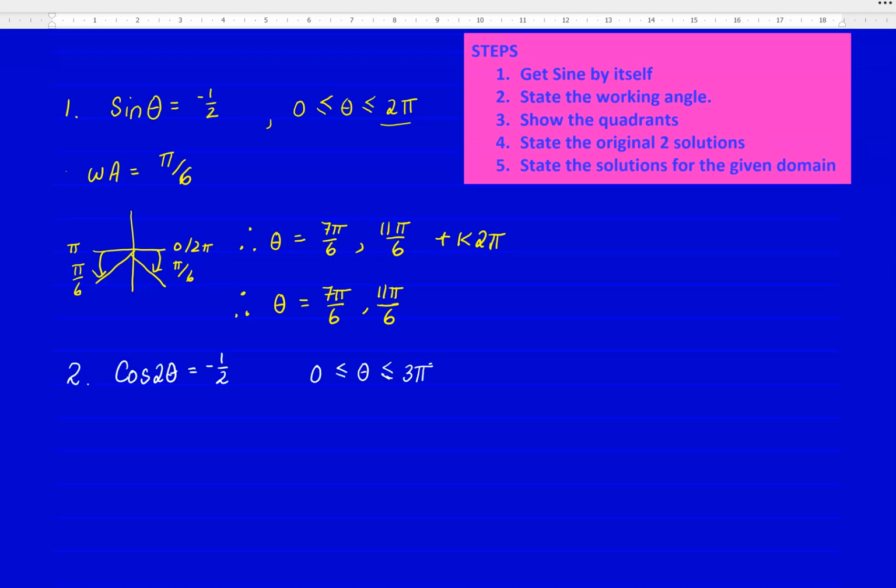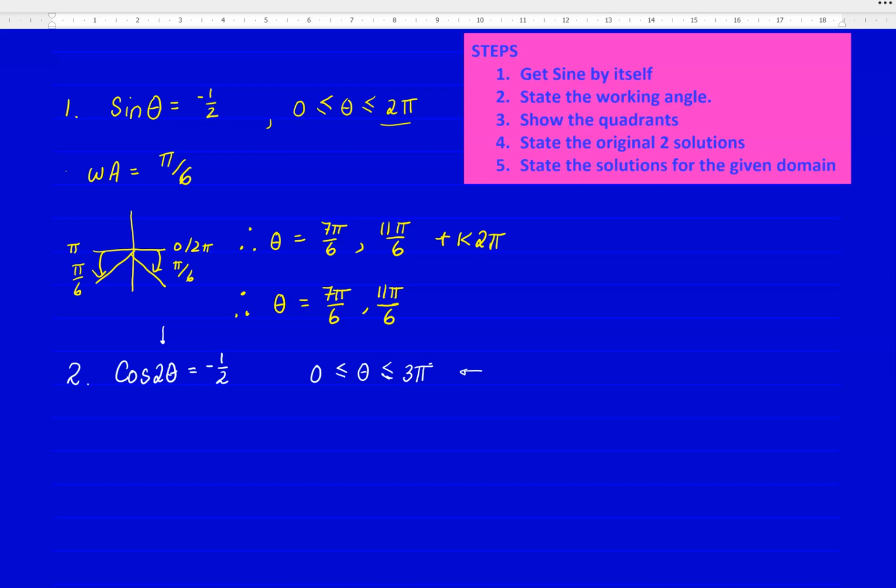Okay, number 2, got cos 2 theta equals minus a half, and our domain is now up to 3 pi, beyond 2 pi. First thing we want to think about is, what does this 2 do to the graph? It makes it squishier. So its wavelength is now smaller, which means I'm going to get more solutions in the same period of 0 to 2 pi. I would in fact get double the solutions that I would get normally. So I'm expecting a lot.